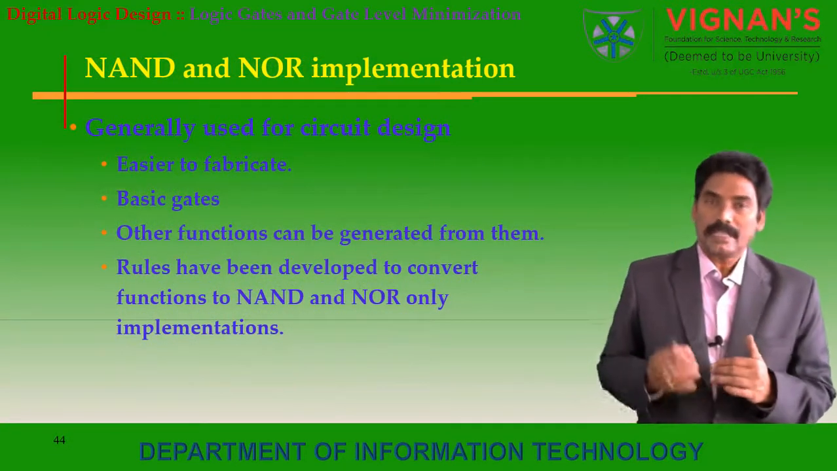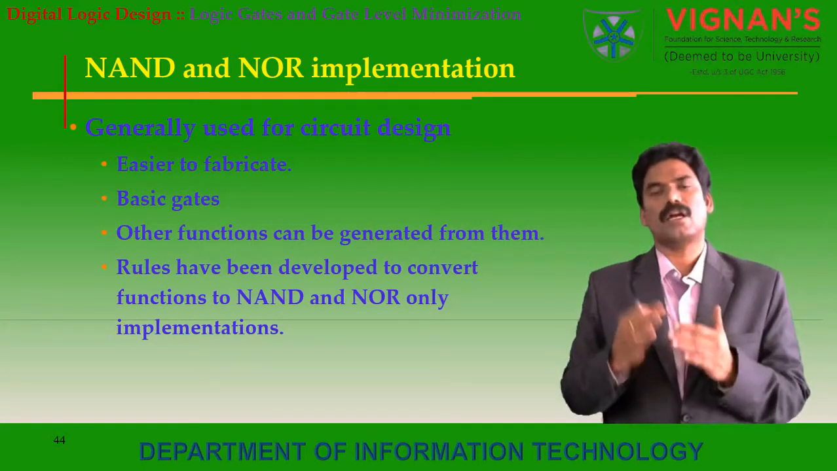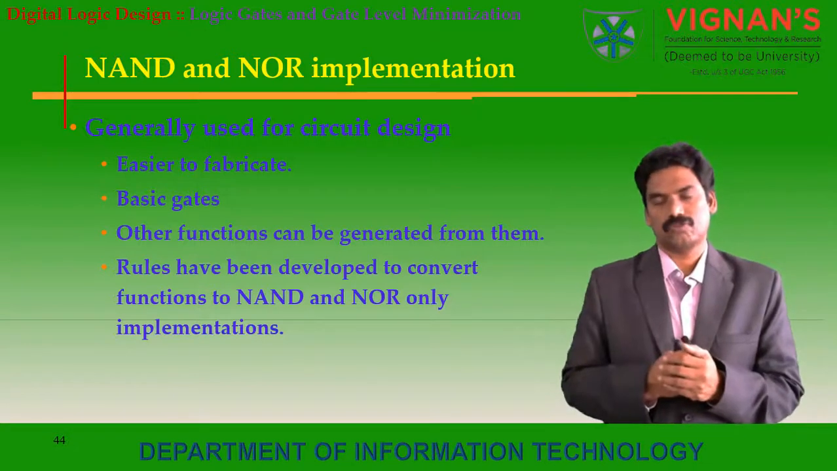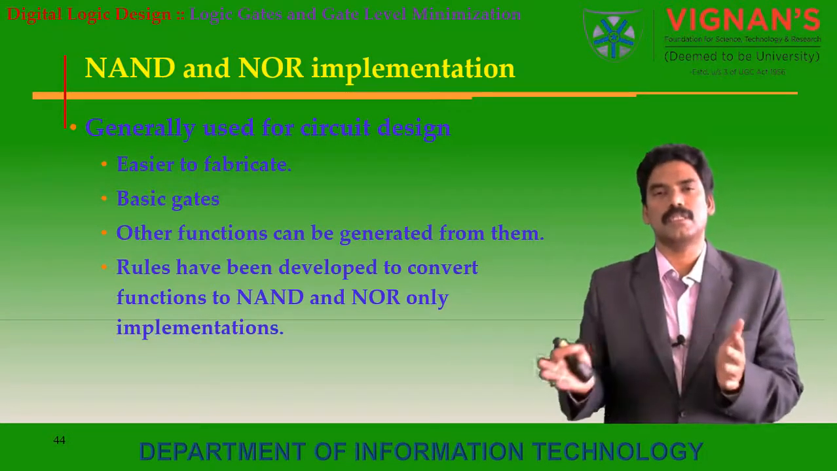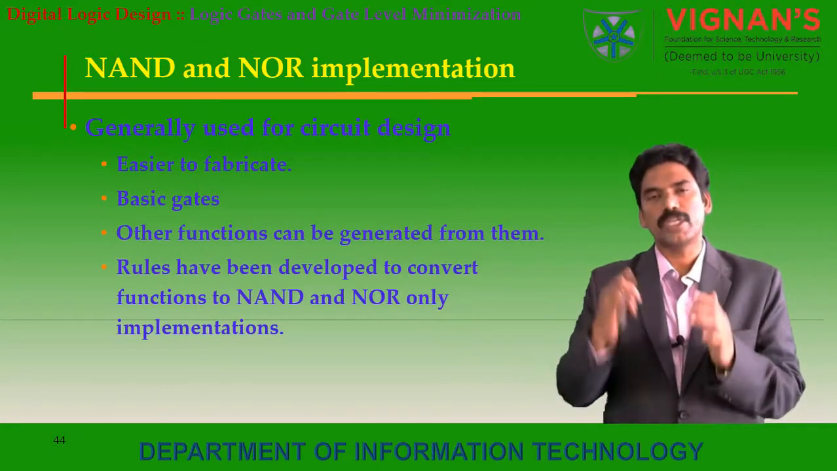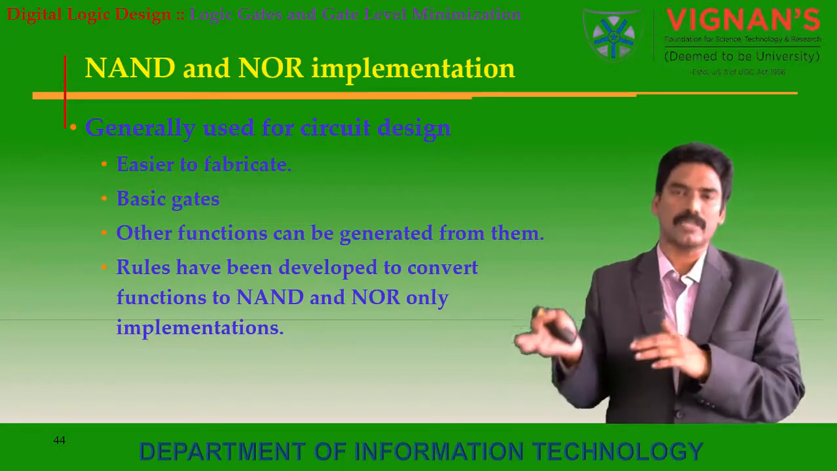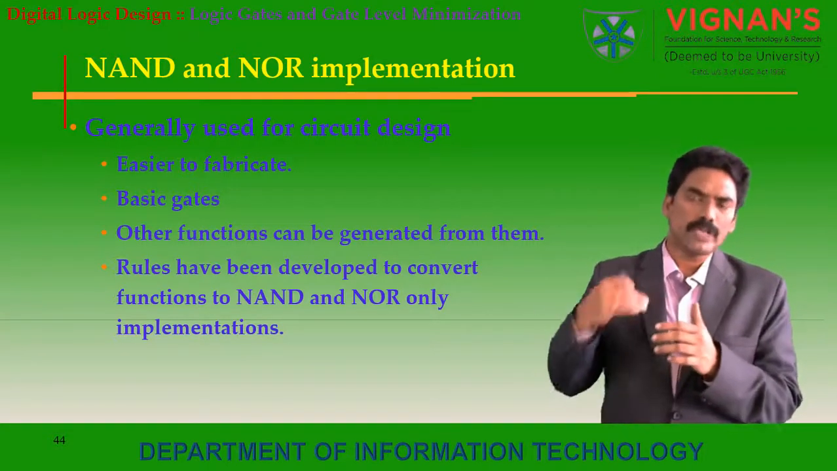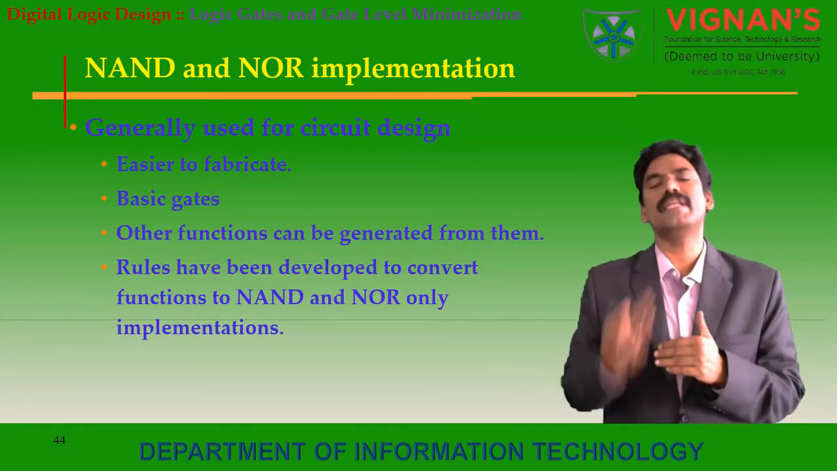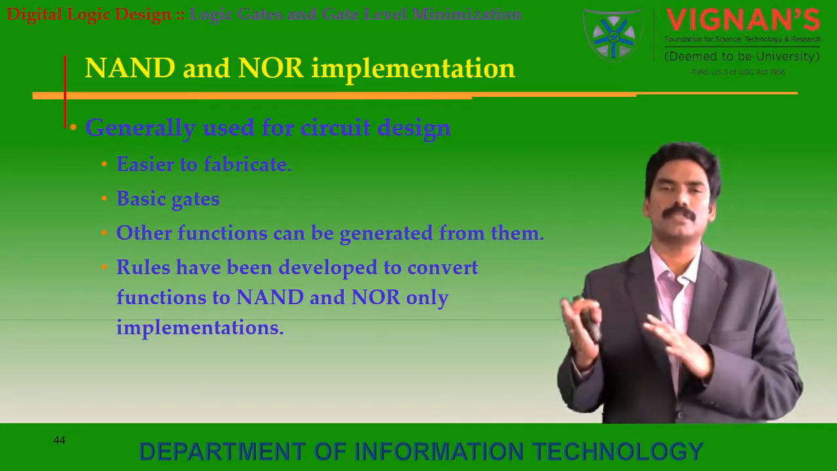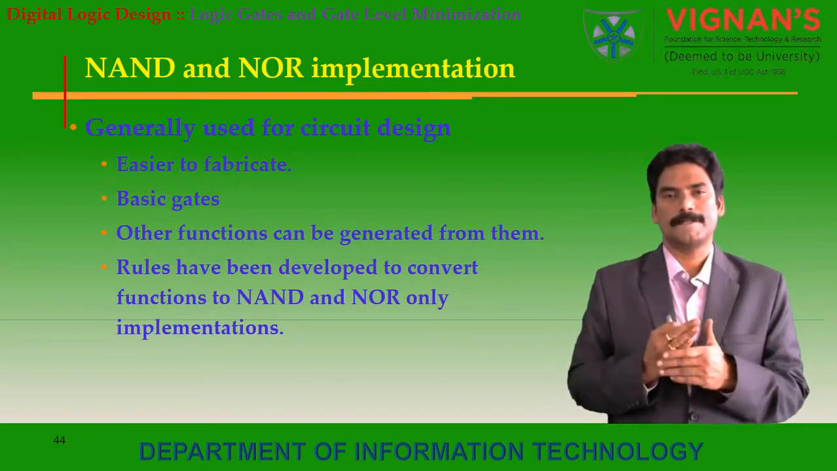And NAND and NOR implementation. Here, NAND and NOR gates are called universal gates. Why are we calling them universal gates? By using NAND gate or NOR gate, we can implement any gate, either AND gate, OR gate, NOT gate, the basic gates. We can develop any other gate, XOR gate, XNOR gate, like that. We can develop any gate by using these two gates. That's why we are calling these gates universal gates.